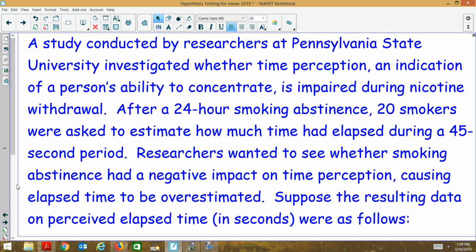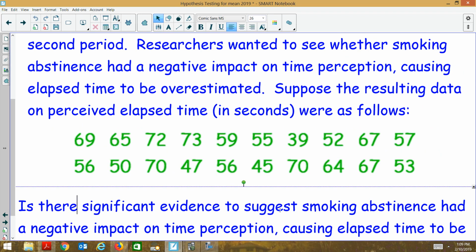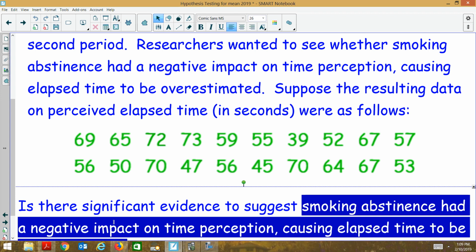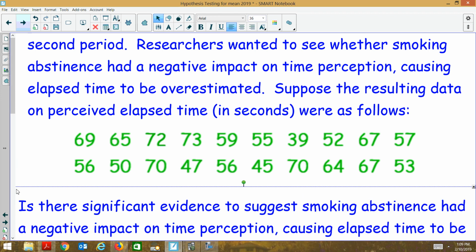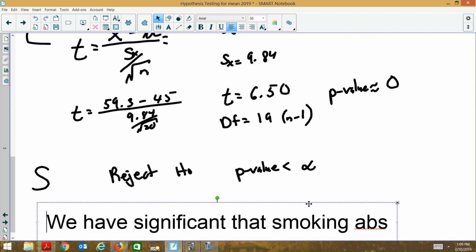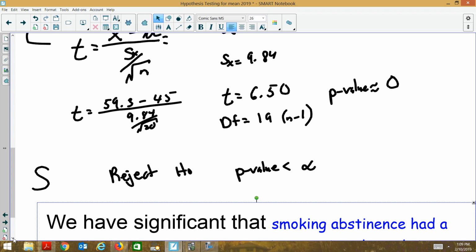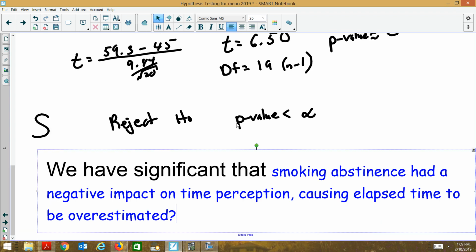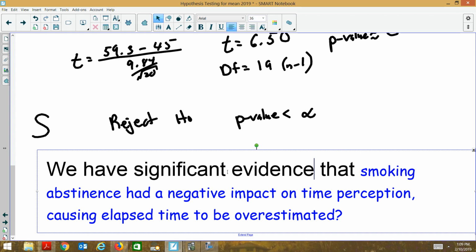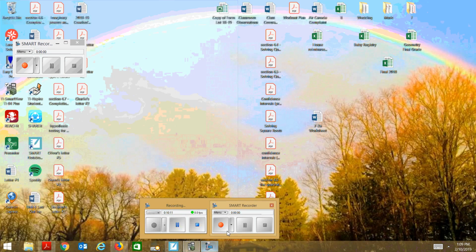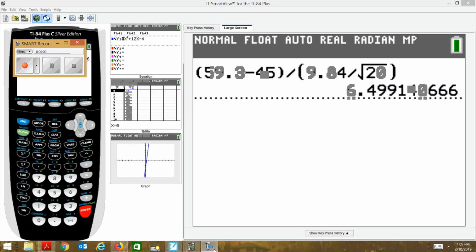Let me go back to my question just to make it very direct. There we go. We have significant evidence. Oops, can't forget that word. That's the most important word in statistics. We have significant evidence that smoking abstinence had a negative impact on time perception, causing elapsed time to be overestimated. That's all I got.